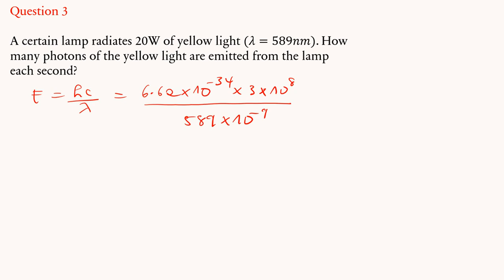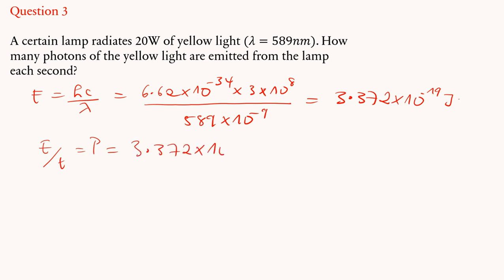So the numerical application gives 3.372 times 10 to the negative 19 joules. Now, if you want to calculate the energy per second, it means that every second, which is equivalent to a certain power radiated, will be equal to 3.372 times 10 to the negative 19 watts.